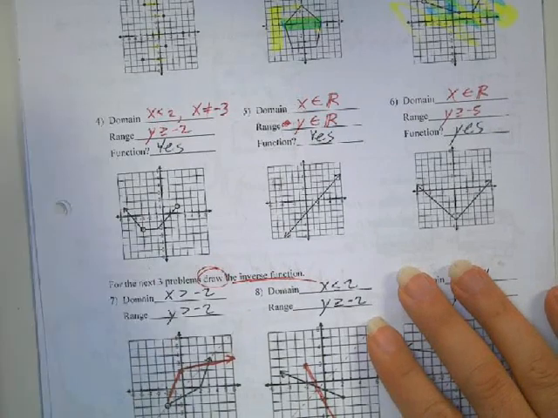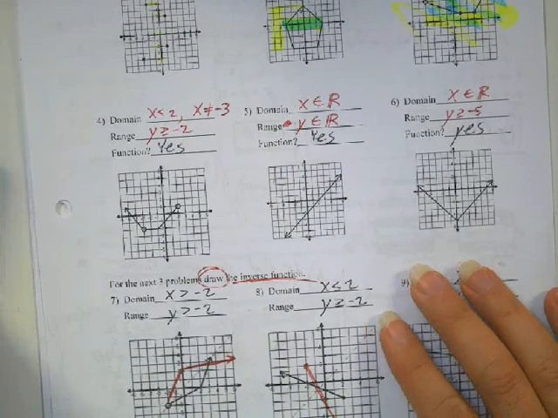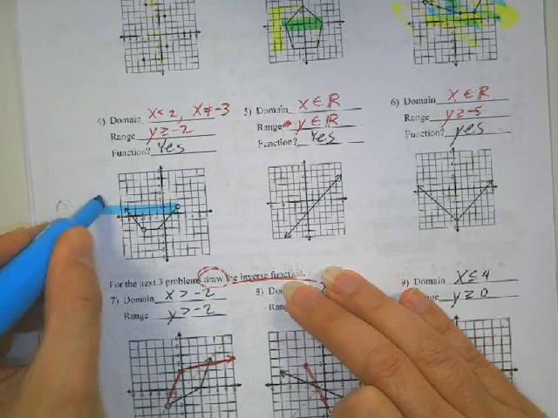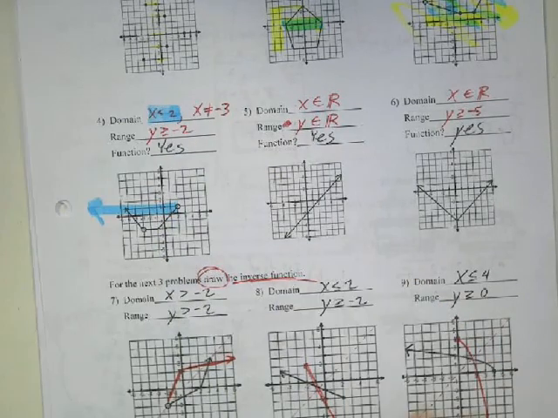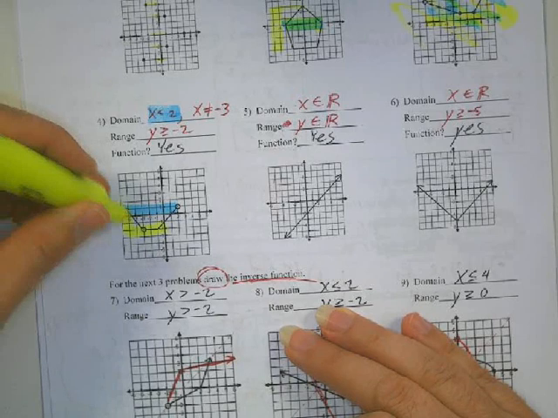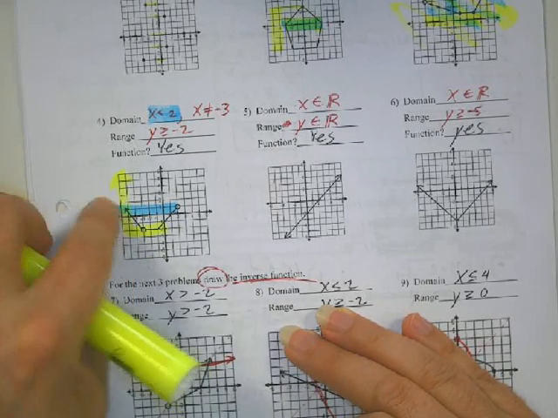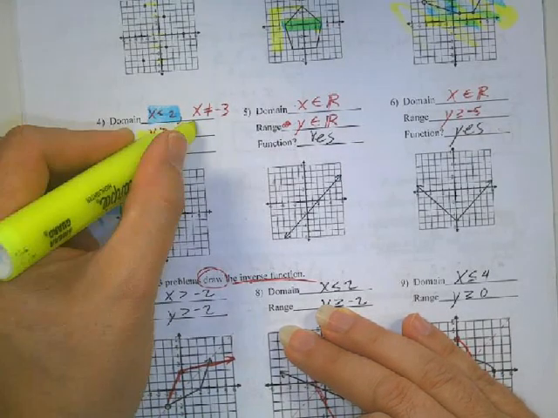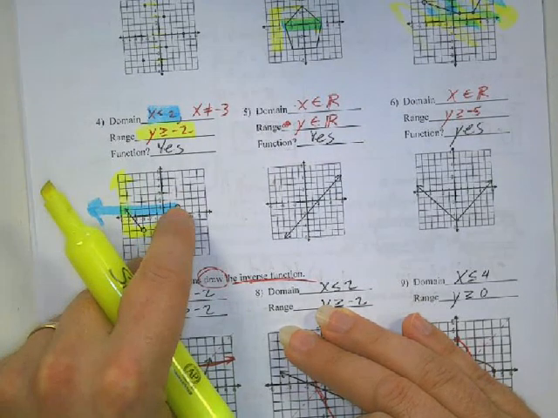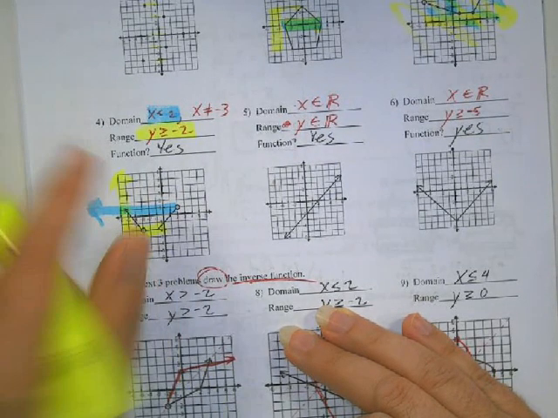Okay, the domain starts at 2 and goes this way forever. Now I'm going to do the coloring correct. The range, the lowest y value is at 2, and then it goes up because of that arrow there. So my range starts at 2 and goes up. I mean, it doesn't start at 2, but the lowest it goes to is 2.